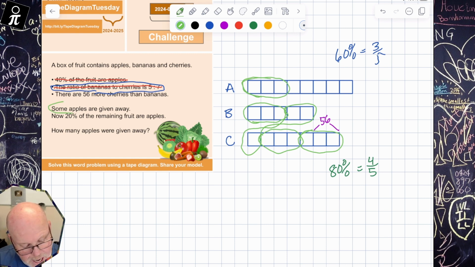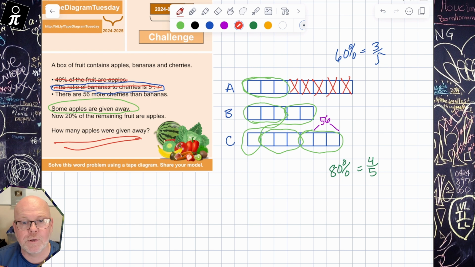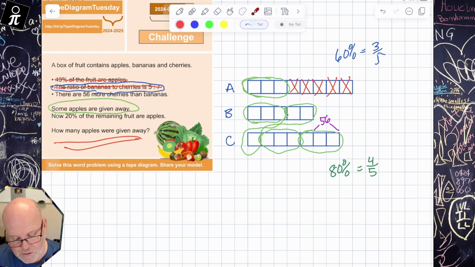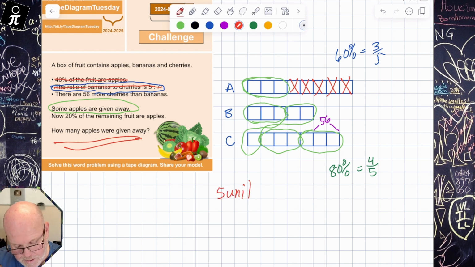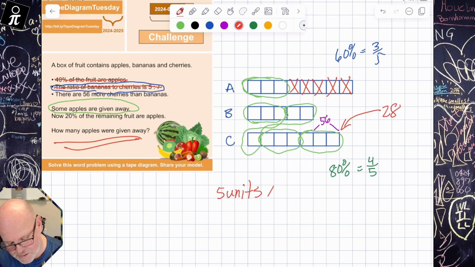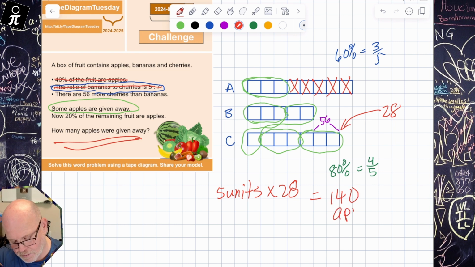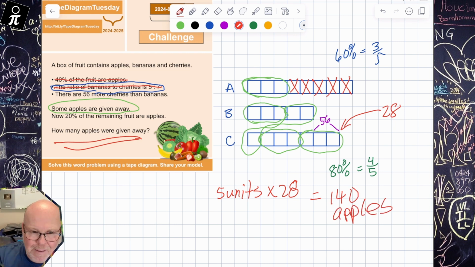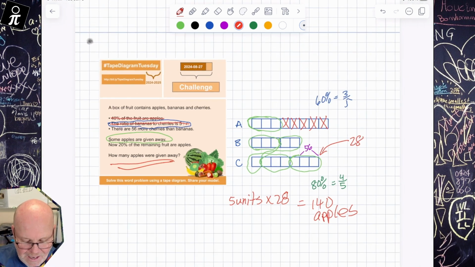So that means how many apples did we have to give away? It means we had to give away this one, this one, this one, this one, and this one. So when it says how many apples were given away, our answer is 1, 2, 3, 4, 5 units. 5 units. But remember, each of those units is a 28. So 5 units times 28 is 140 apples, is how many apples were given away.